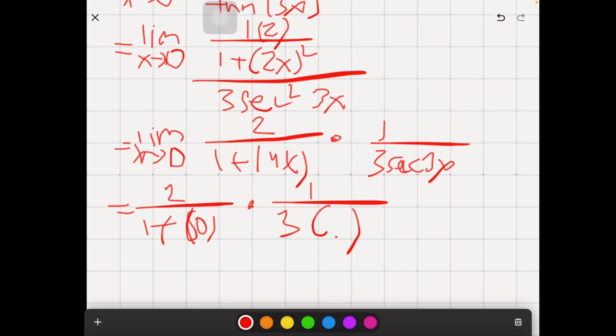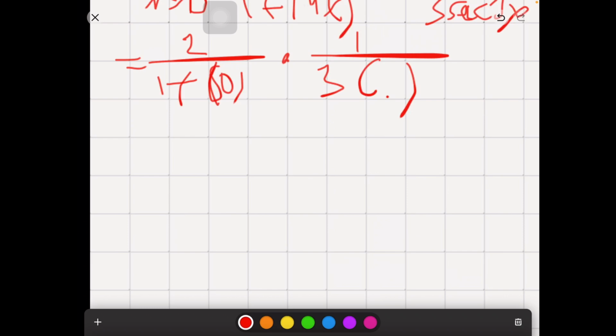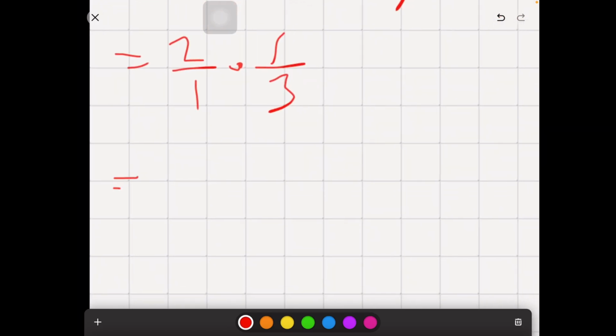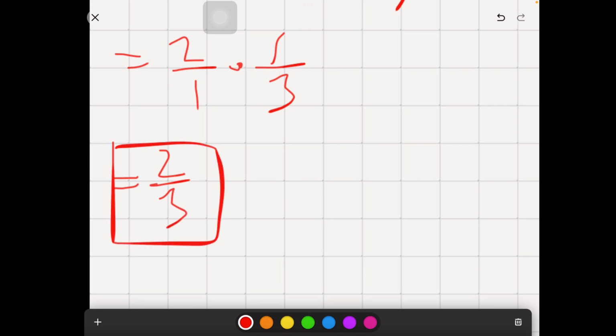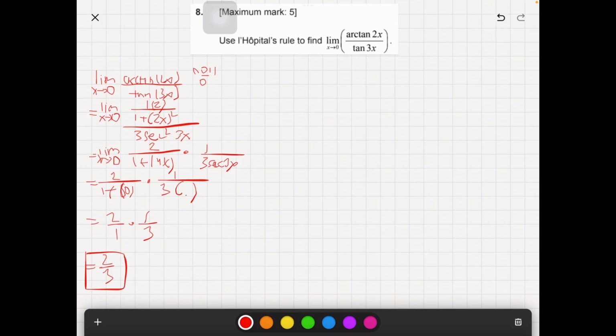Okay. So now, if we clean this up a little bit, we get 2 over 1 times 1/3, which is clearly not 0 over 0. So if we just blindly kept applying L'Hopital's rule, it wouldn't have worked out. But here the final answer is 2/3. And we are done. We have used L'Hopital's rule to evaluate this complicated looking limit, and we got the answer of 2/3.